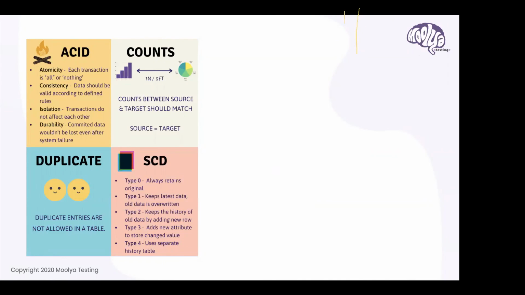So these are the slowly changing dimension properties of a table, and we have to test them. It depends: the product owner will define the table property, whether it is type 0 or type 1, 2, 3, 4. According to these types, you will be testing accordingly.